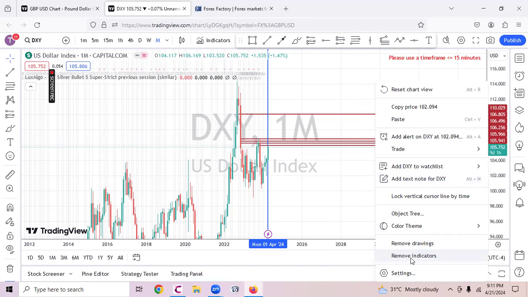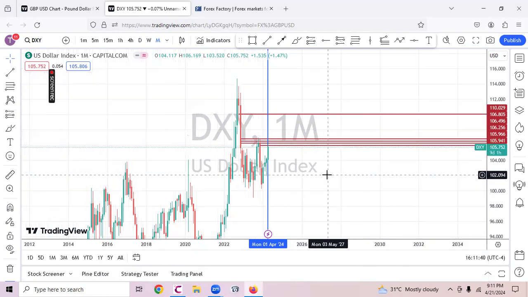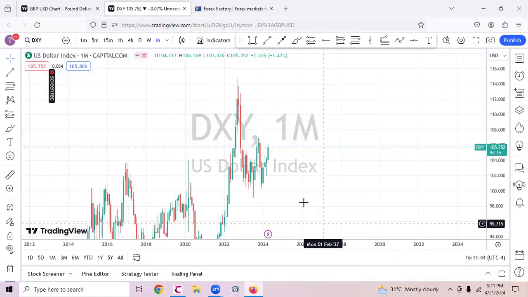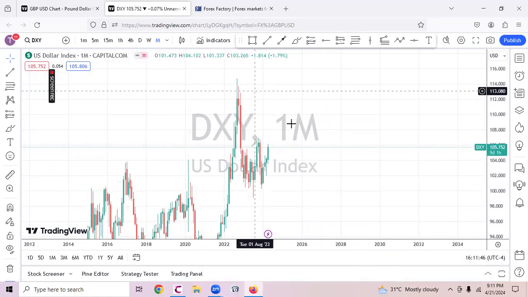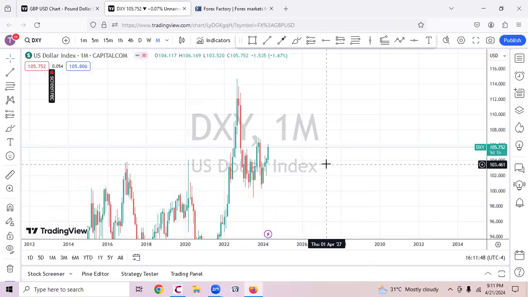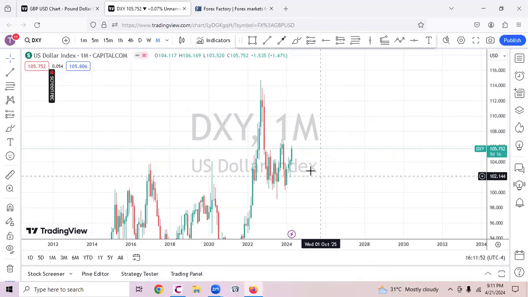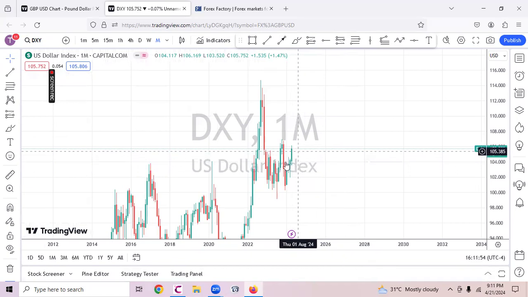So what do we have on dollar index? Okay, as you can see, we are on the monthly chart. So far this month, dollar index has been bullish. You can see it has been bullish. And if you check pairs that have dollar as the counter, you will see that they've been bearish.